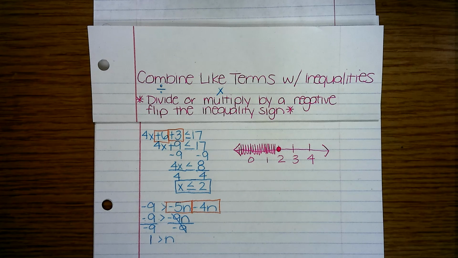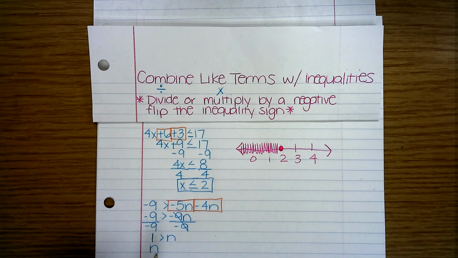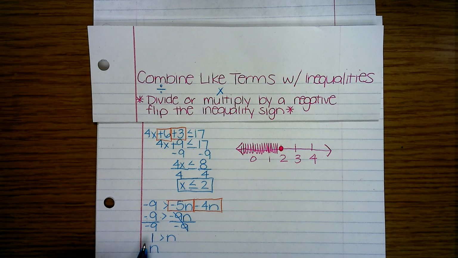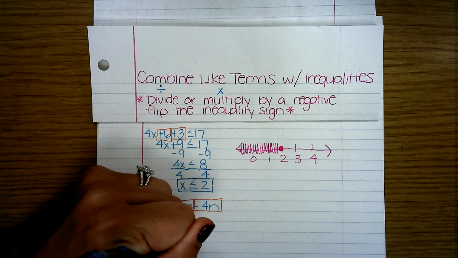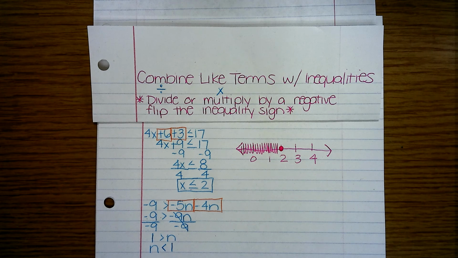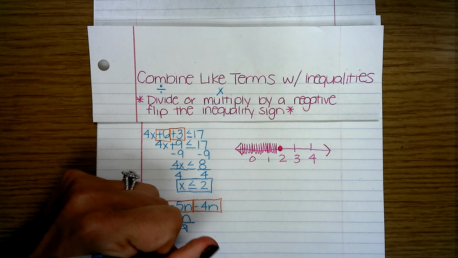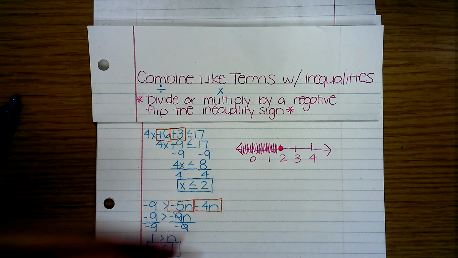But in order to rewrite our inequality so we get this answer correct and we don't graph our solutions backwards, we want the variable on the left. So I rewrite it with the variable coming first. So I put n first, and since I moved n to the left, I flip my inequality sign and write my answer. So n is less than 1 is my final answer, so that we make sure that we are graphing the correct solutions to our problem.